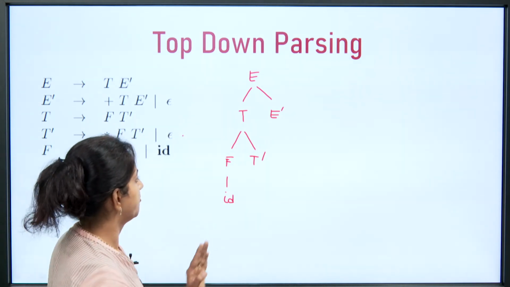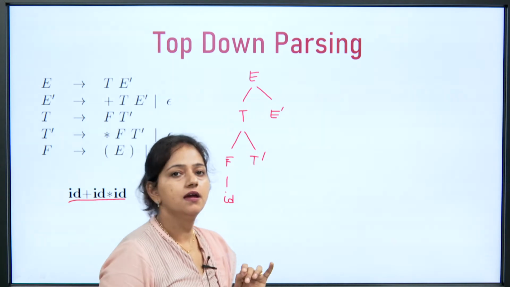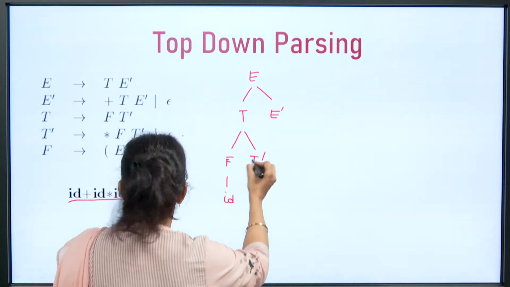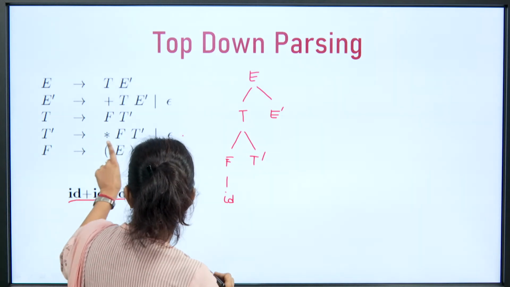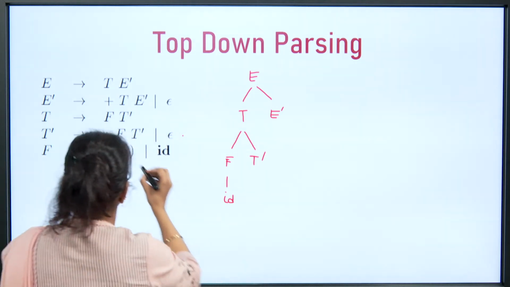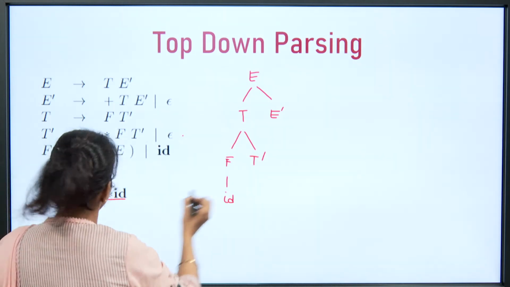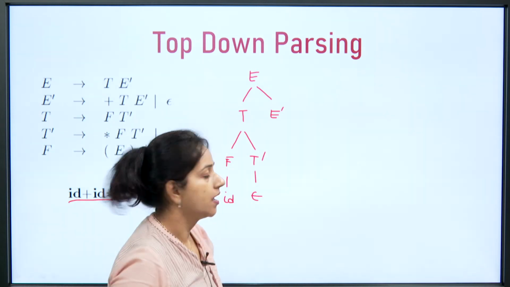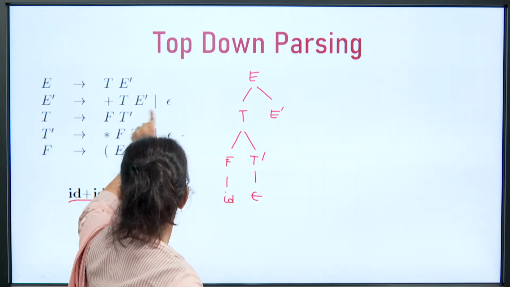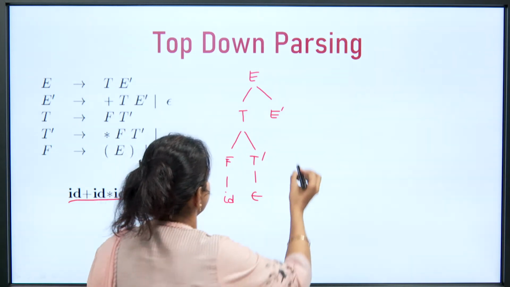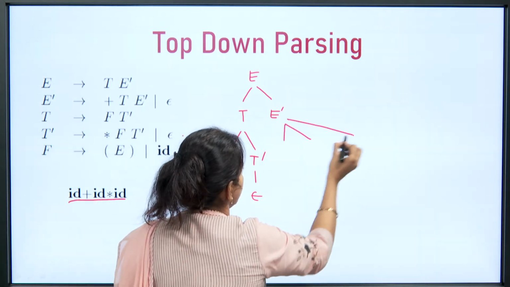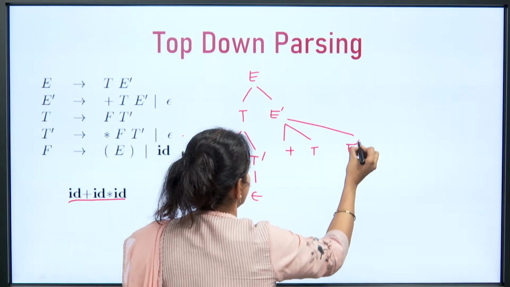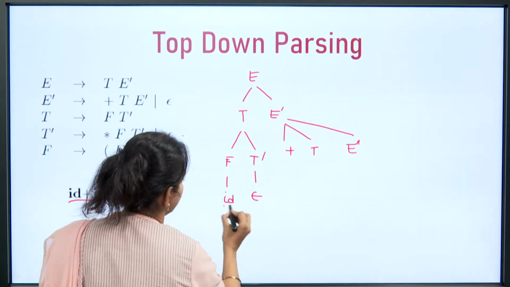So, we are obtaining the leftmost derivation, but we are directly drawing the parse tree using the top down approach. Next, here we have T prime, and T prime has two alternates, this one and this one. Here we need to get plus. So, T prime should be expanded to epsilon. Now, next is E prime to plus T E prime. So, E prime should be expanded to plus, then T, and then E prime. So, till here we have obtained ID and plus.